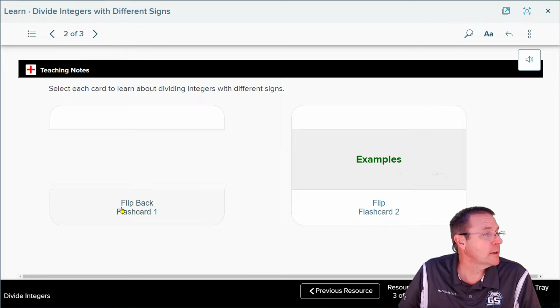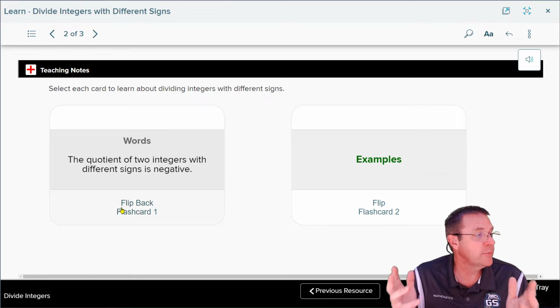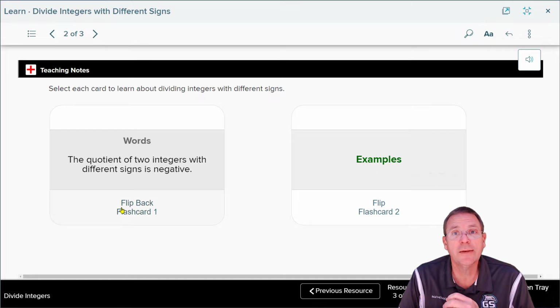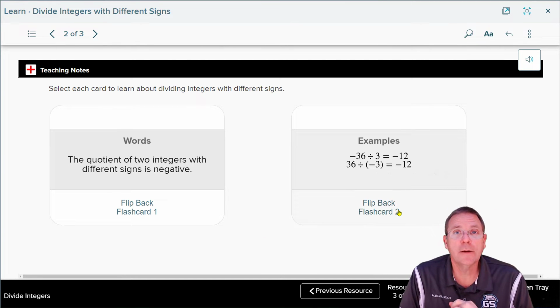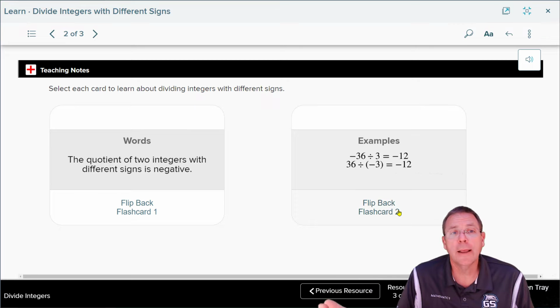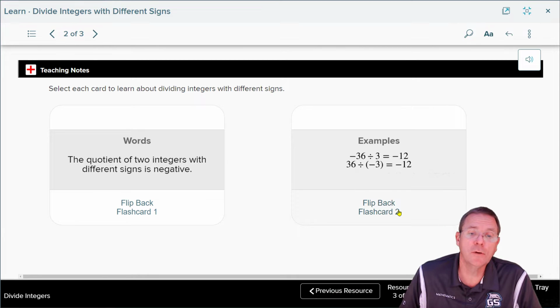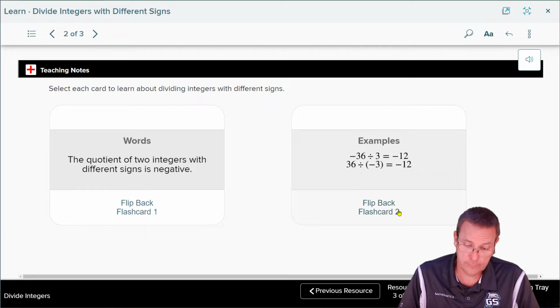From here, if you look at it in words, the quotient of two integers with different signs is negative. Right now we're looking at dividing integers with different signs, and an example is what we just looked at. A negative 36 divided by a positive 3 is a negative 12, because a negative divided by a positive gives a negative. If you have a positive divided by a negative, you're going to have a negative. Anytime you're dividing two different signs, the final answer is going to be negative.